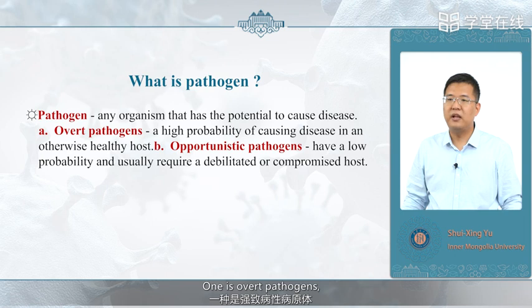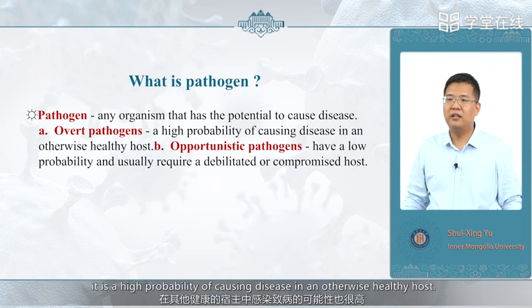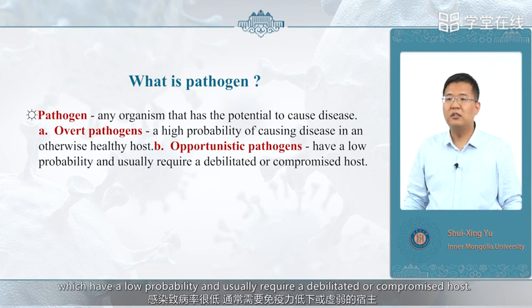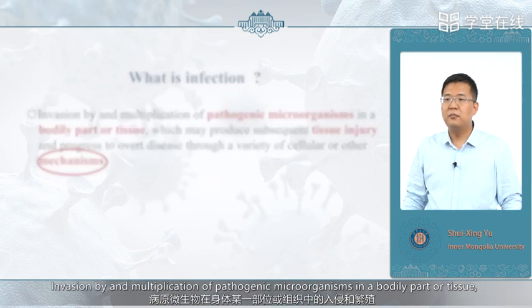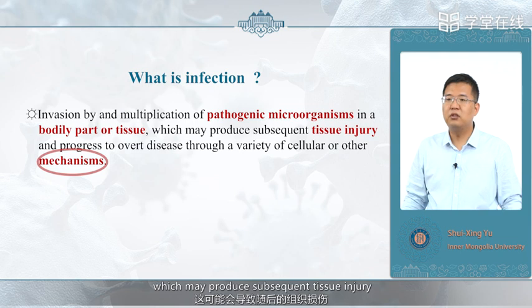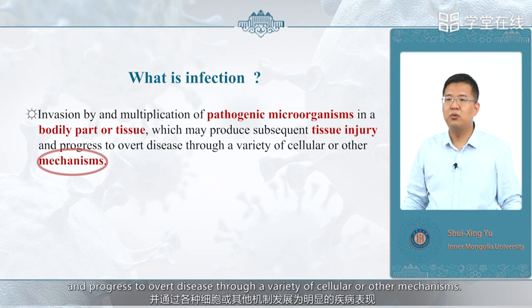One type is overt pathogens. They have a high probability of causing disease in an otherwise healthy host. The other is opportunistic pathogens, which have a low probability and usually require a debilitated or compromised host. Infection is the invasion and multiplication of a pathogenic microorganism in a bodily part or tissue, which might produce subsequent tissue injury and progress to overt disease through a variety of cellular or other mechanisms.